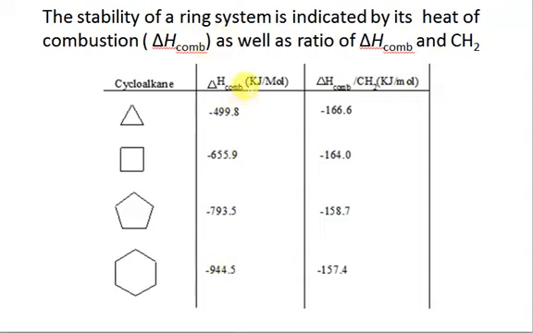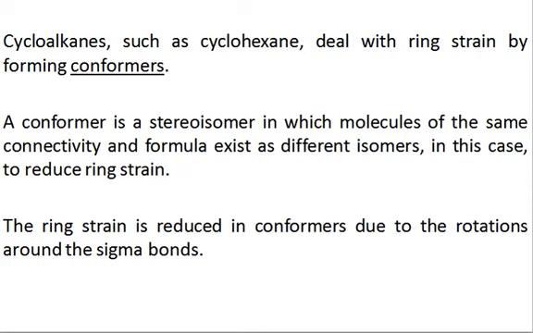So high heat of combustion is indicating higher potential energy, and higher potential energy is indicating higher instability, right? So the major cause of instability of cyclopropane and cyclobutane is that angle strain, because of which the rings are squeezed to a smaller angle, right?